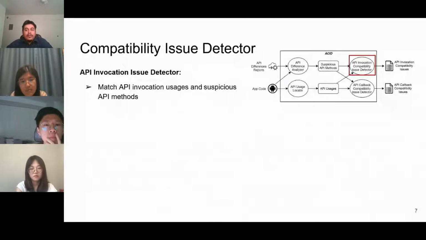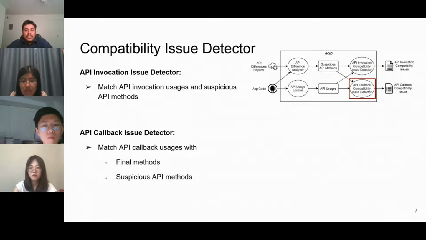The API invocation compatibility issue detector uses the API invocation usages in the source code generated by the API usage locator and the suspicious API methods generated by the API difference analyzer. The API callback compatibility issue detector detects compatibility issues by checking if any overridden API method is final or identified as suspicious by the API difference analyzer.